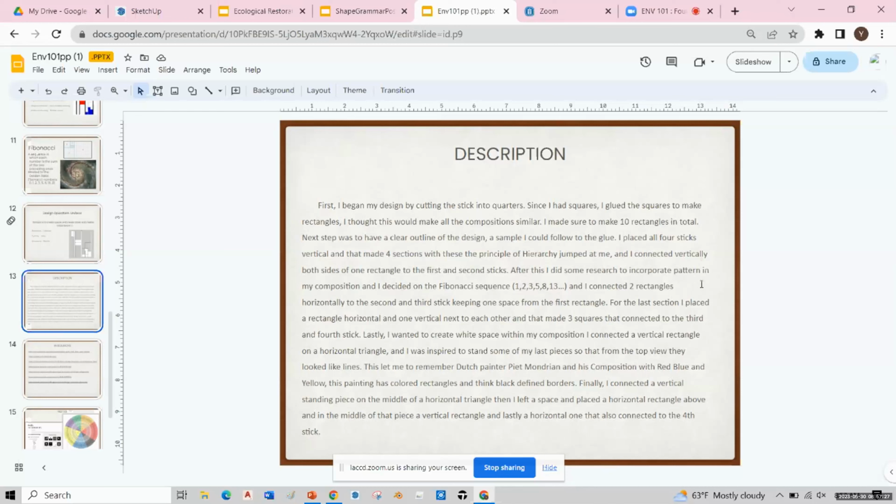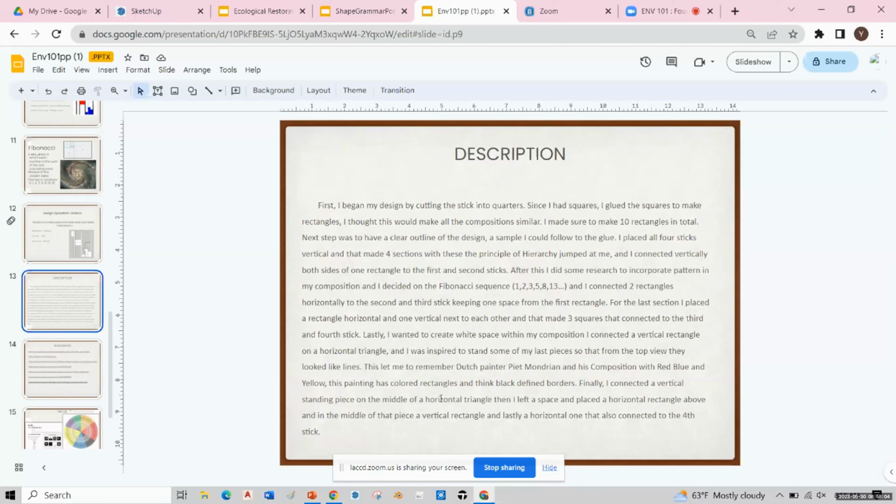After I did some research and decided to use a Fibonacci sequence, this led me to remember Dutch painter Piet Mondrian and his composition with red, blue, and yellow, and that is why you see color in my composition. And finally, I connected a vertical standing piece on the middle of a horizontal triangle.